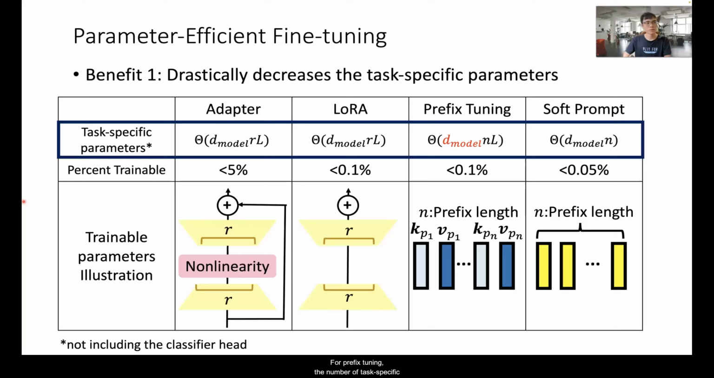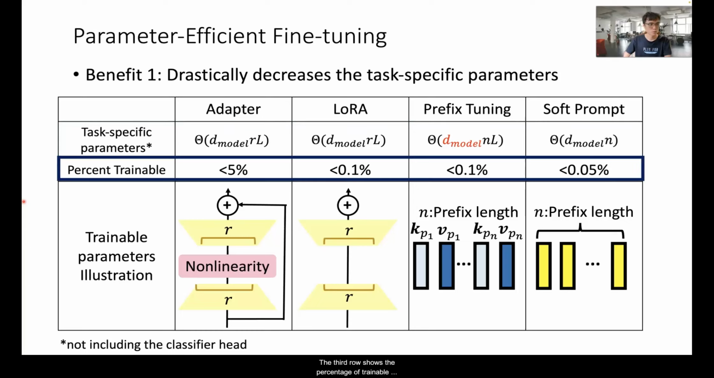For prefix tuning, the number of task-specific parameters is proportional to the dimension of the prefix, which is D model, and the prefix length. Since adapters, LoRAs, and prefix are inserted into each transformer layer, the number of parameters is also proportional to the number of transformer layers, L. Last, since prompt tuning only prepends prefix embeddings at the first layer, the number of task-specific parameters is just D model times the prefix length, N.